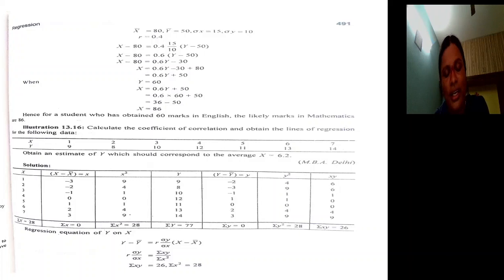So the regression equation y on x we have to put first. Y minus y bar is equal to r into standard deviation y divided by standard deviation x into x minus x bar. Having known that, r into standard deviation y divided by standard deviation x is nothing but byx, that is regression coefficient y on x.